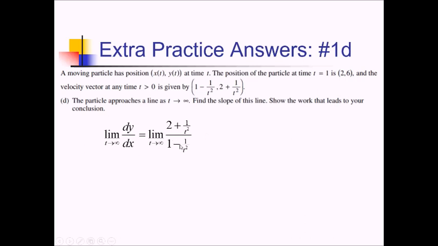The only difference now is that instead of setting this equal to 8, we're finding the limit as t approaches infinity of this expression. So as t approaches infinity, these bottom heavy fraction parts here are going to go to 0. So you really just have 2 plus 0 over 1 minus 0, or just simply 2 over 1, or just simply 2. So that's the slope of the line that we're approaching as time approaches infinity.